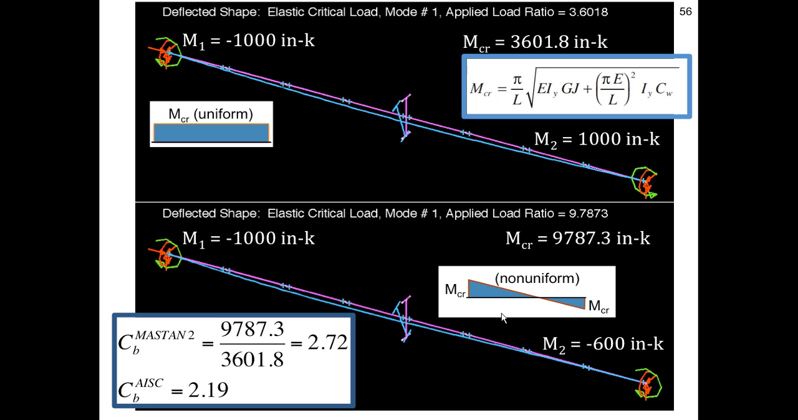So we do our buckling analysis. We get the buckling critical load to be 9787. And if we divide that by the 3601 from the top case, that's the C sub B that a computational analysis would be finding. In our case, it's 2.7. Now, if you go to the AISC equation, you would get 2.2. So, okay, the AISC equation is conservative in this case. So it's just kind of showing you the capabilities here.